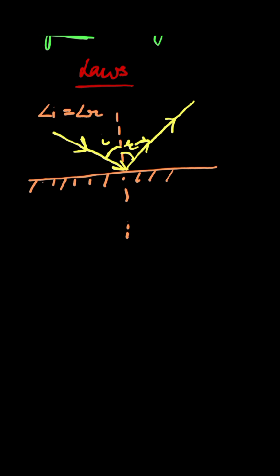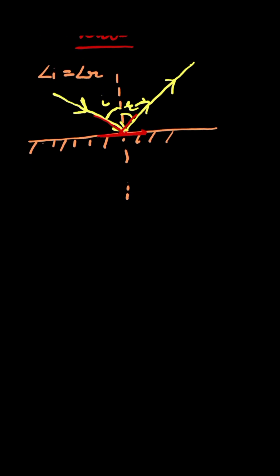Now, the second law is that the incident ray, the reflected ray and the normal all lie in the same plane. So you can see they all lie in the same plane, right? Now let's do the ray diagram.